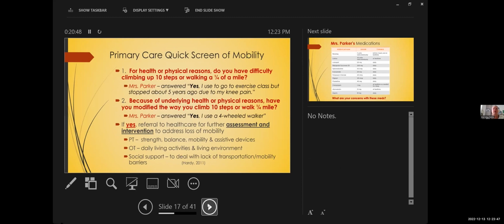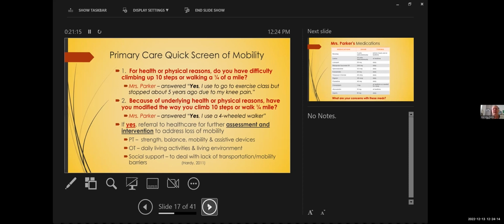So one primary care quick screen for mobility is to ask 2 questions. For health or physical reasons, do you have difficulty climbing 10 steps or walking a quarter of a mile? Mrs. Parker answers definitely yes. I used to go to exercise class, but stopped about 5 years ago due to my knee pain. She doesn't go outside much because of her fear of falling.